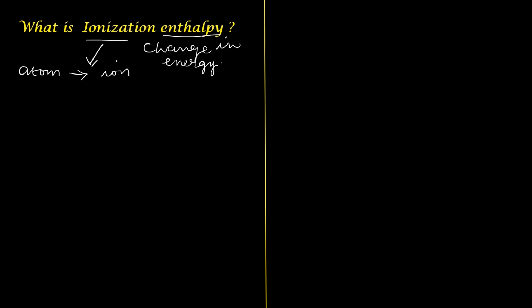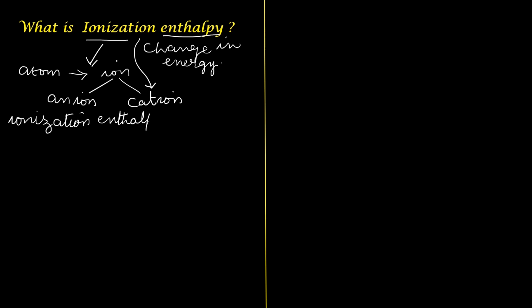What is ionization enthalpy? Enthalpy means change in energy. Ionization means converting a neutral atom into an ion. There are two types of ions. The negative ion, which is anion, and the positive ion, which is cation. Ionization enthalpy is the change in energy associated with formation of cation only. For formation of anion, there is a different term. We will see that later on.